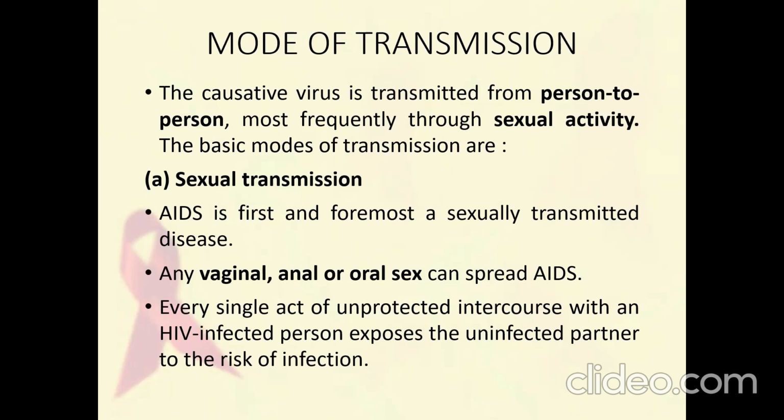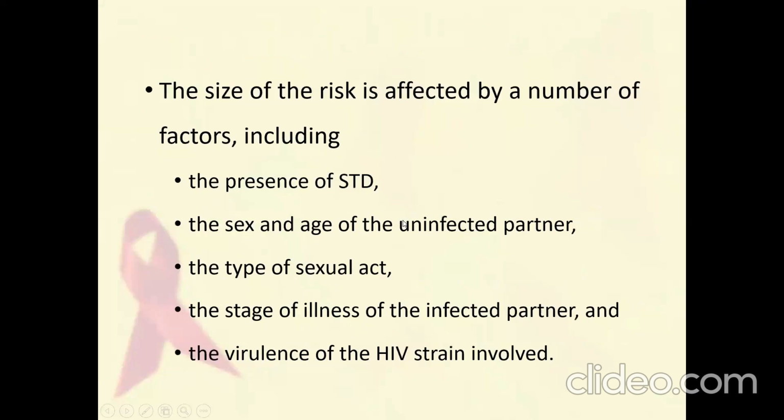Any vaginal, anal, or oral sex can spread HIV. Every single act of unprotected intercourse with an HIV infected person exposes the uninfected partner to the risk of infection. Then the size of the risk is affected by a number of factors, including the presence of STD, the sex and age of the uninfected partner, the type of sexual act, the stage of illness of the infected partner, and the virulence of the HIV strain involved. So these are the factors which are included.